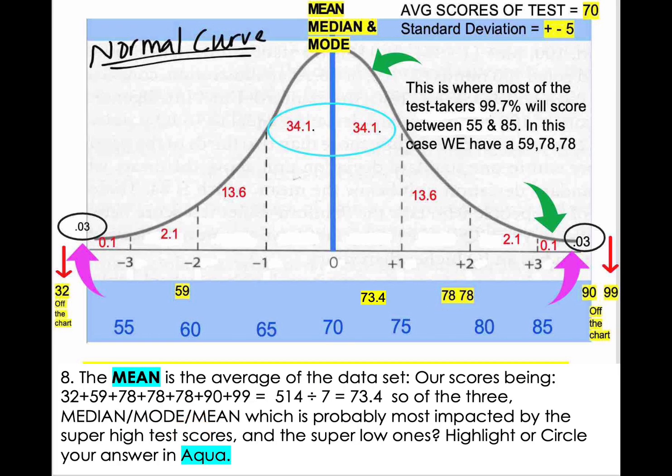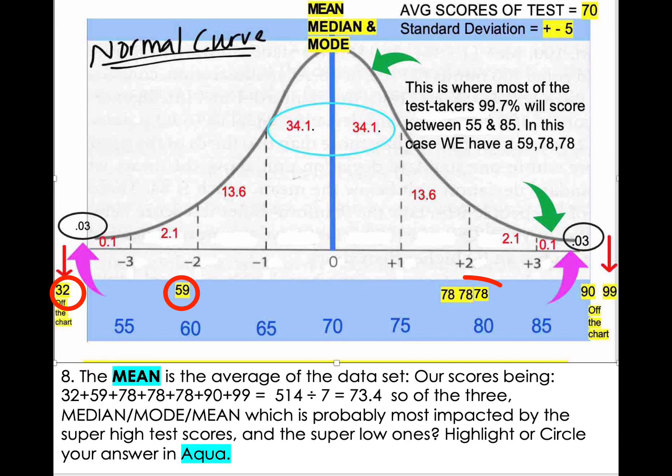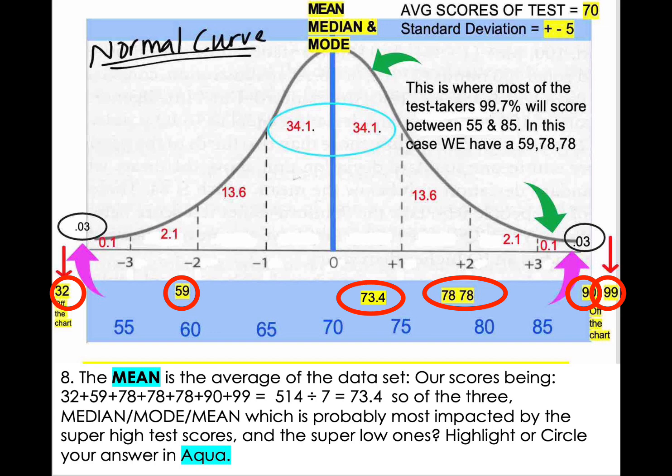Okay, so for number 8, it asks us to look at the mean. Of course, we know that the mean is the average score of the data set. Our scores here, 32 plus 59 plus 78 plus 78 plus 78 plus 90 plus 99 equals 514. We divide that by the numbers in the set, which is 7, equals 73.4.